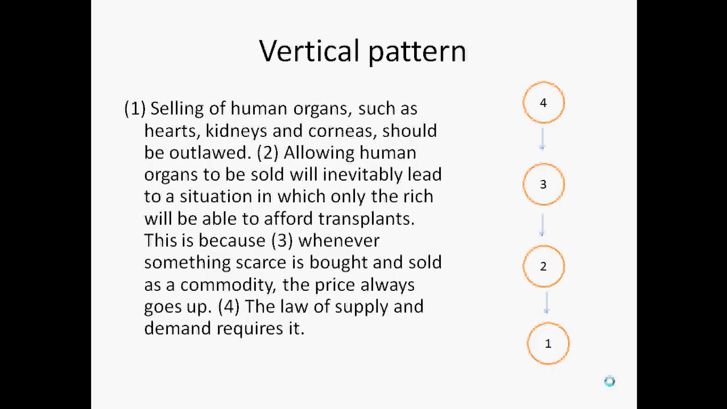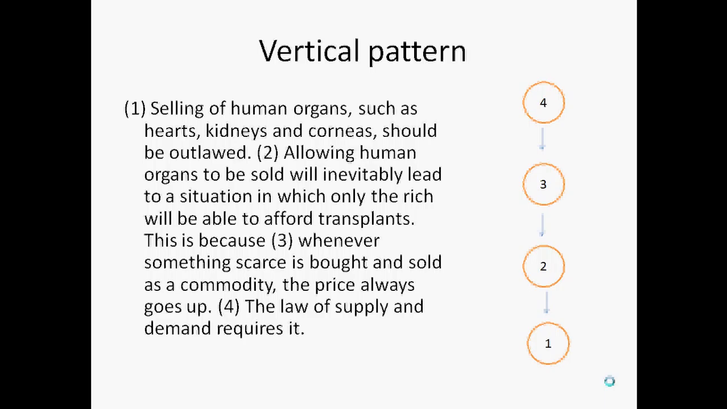So we can follow this one. Selling of human organs such as hearts, kidneys, and corneas should be outlawed. That's our conclusion. Allowing human organs to be sold will inevitably lead to a situation in which only the rich will be able to afford transplants. This is because whenever something scarce is bought and sold as a commodity, the price always goes up. The law of supply and demand requires it. So essentially it should be outlawed. The conclusion is supported by number 2: allowing human organs to be sold will inevitably lead to a situation in which only the rich will be able to afford transplants. That's pointing towards why it needs to be outlawed.